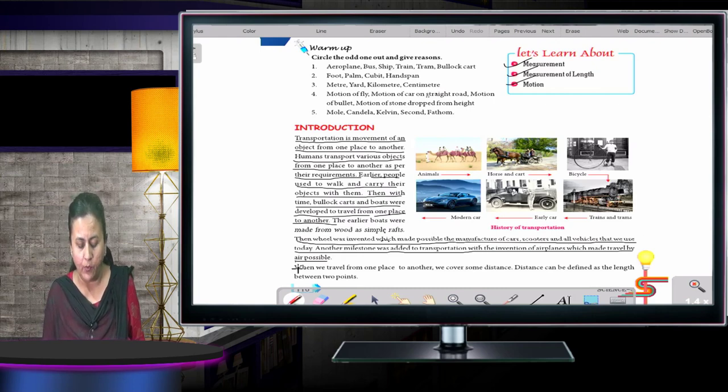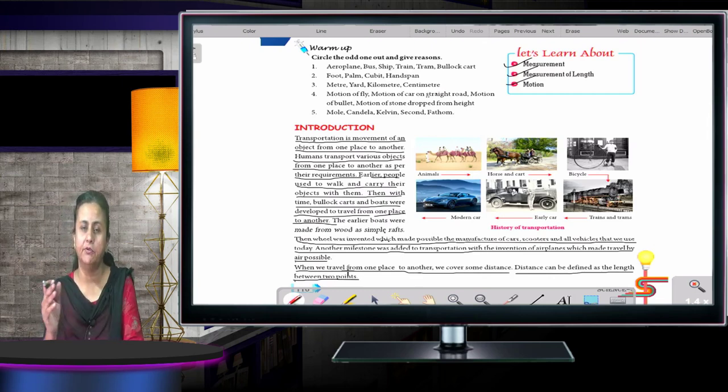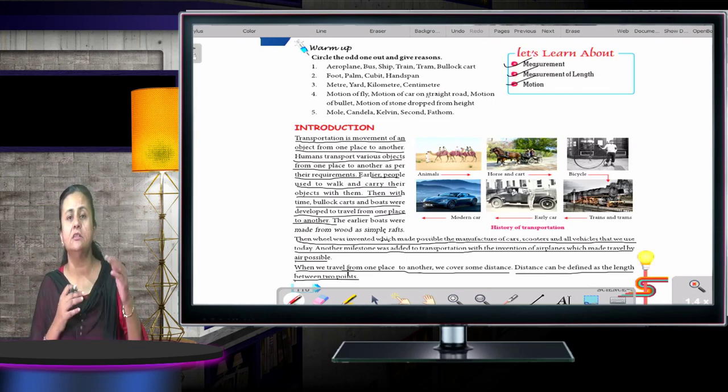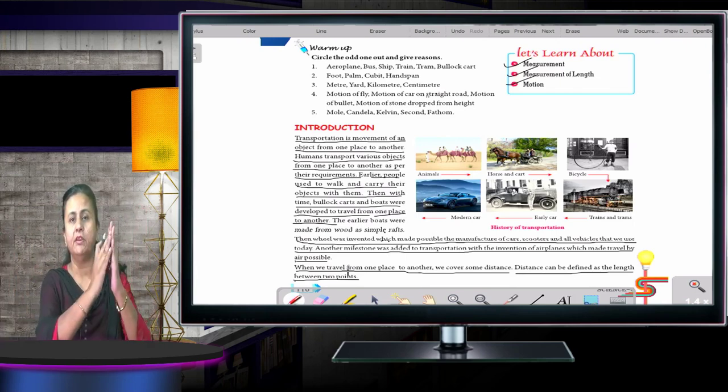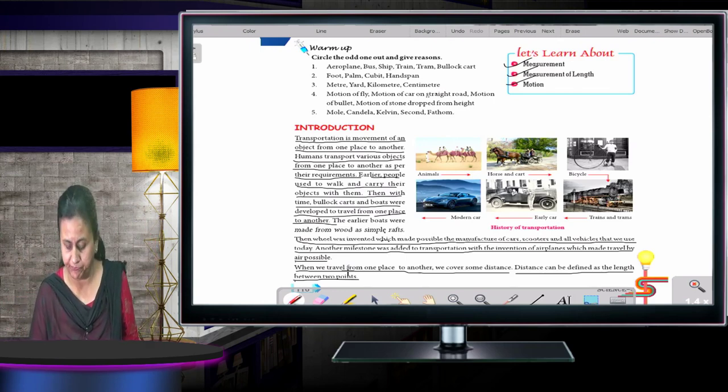So when we travel from one place to another, we cover some distance. Distance can be defined as the length between 2 points. So children, while traveling, we covered some distance. So what is distance? Suppose I started traveling from point A to point B. The distance is the length covered. How far I have covered from point A to B is known as distance. So distance can be defined as the length between 2 points.